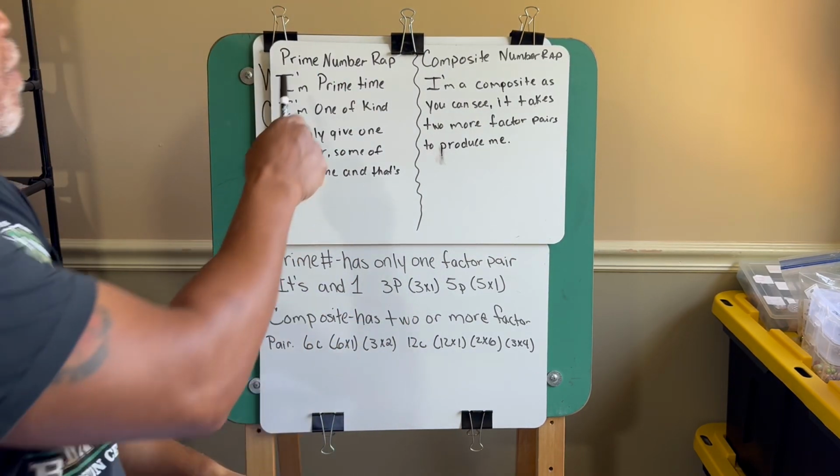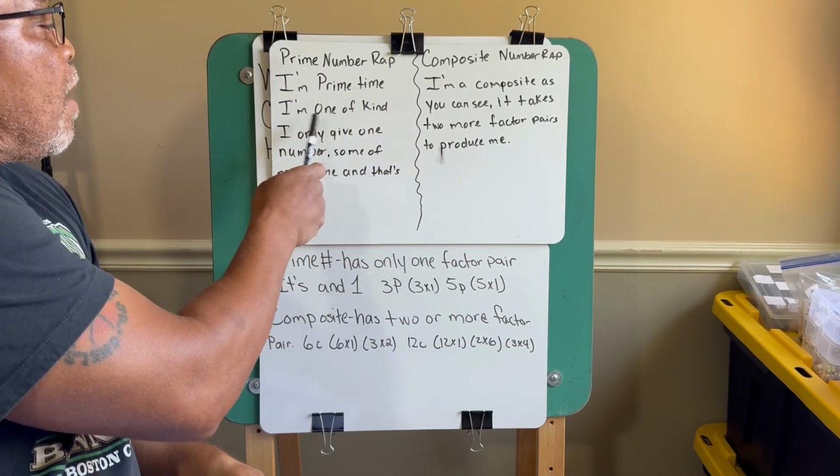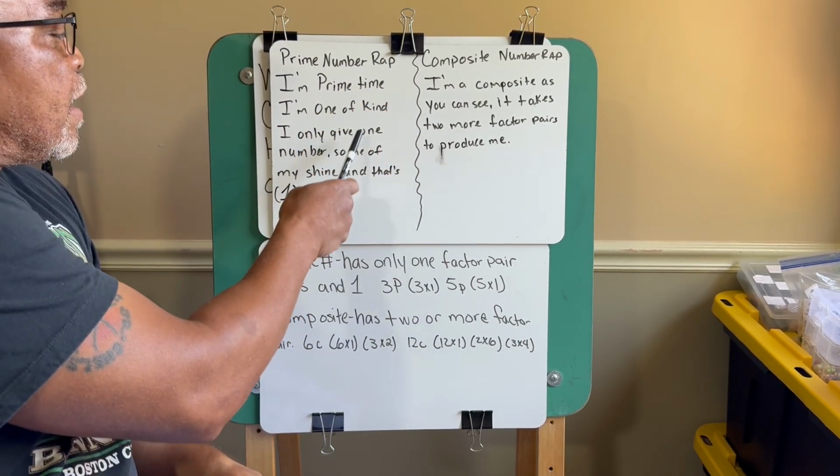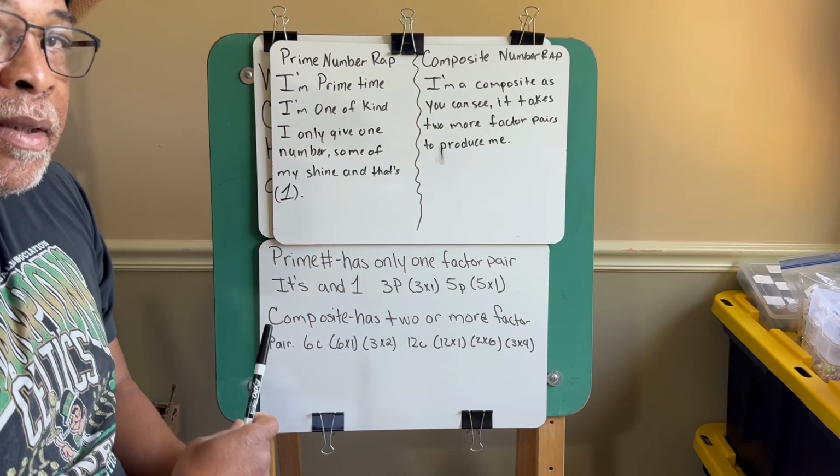First, the prime number rap. I'm prime time, I'm one of a kind. I only give one number some of my shine, and that's 1. Now you sing it.